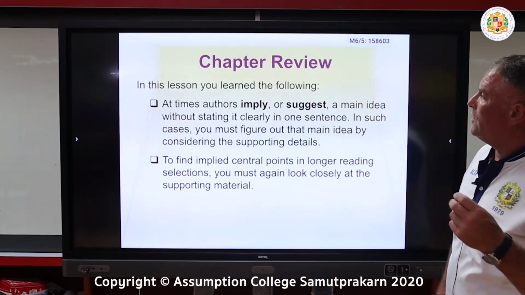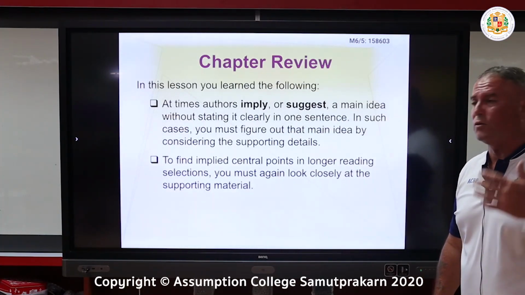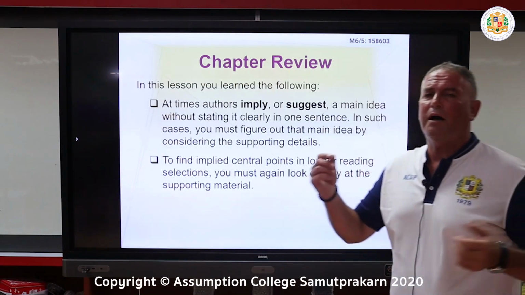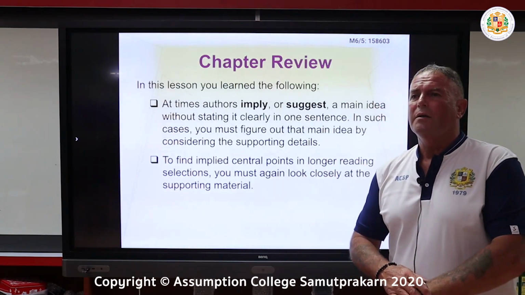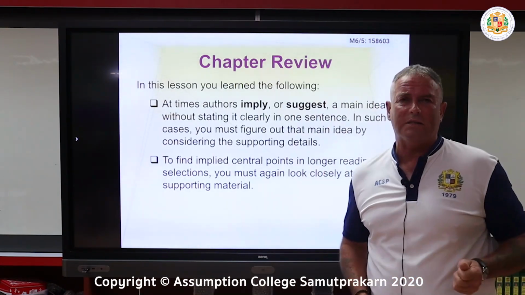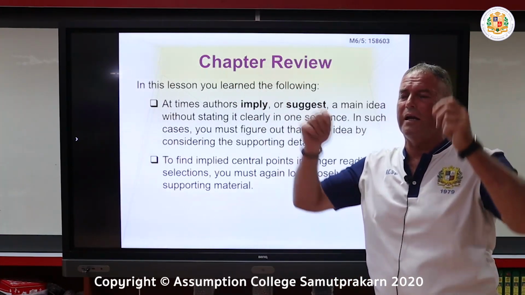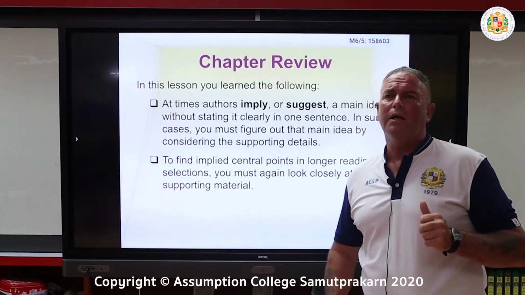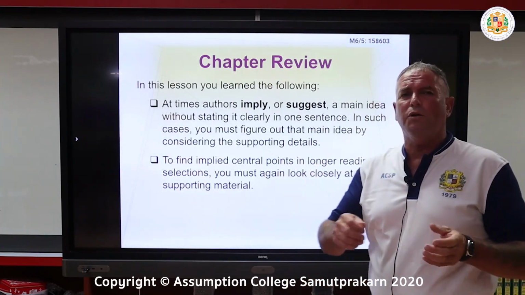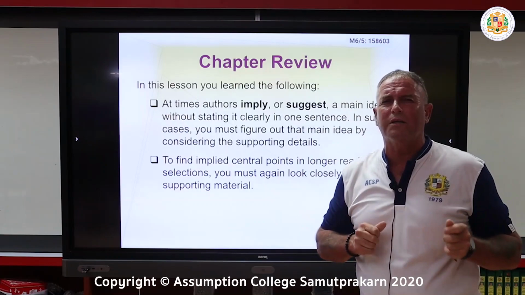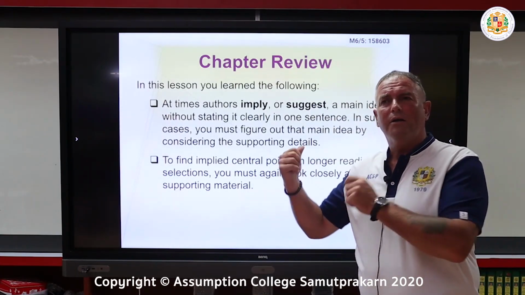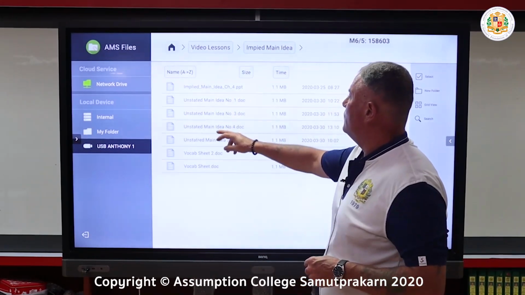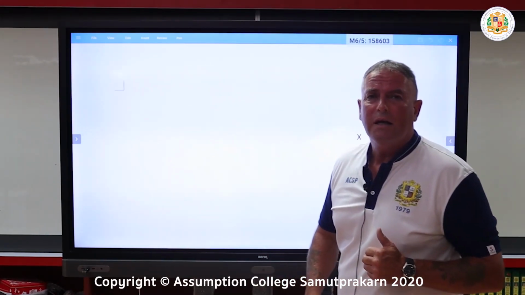Quick review. At times, authors imply or suggest without stating clearly. This is the hardest part of finding the main idea because it's not there in one sentence for you. Without joining and itemizing, highlight all the main dots. When you do the worksheets, I want you to highlight all what you think the supporting ideas are to find the main idea.